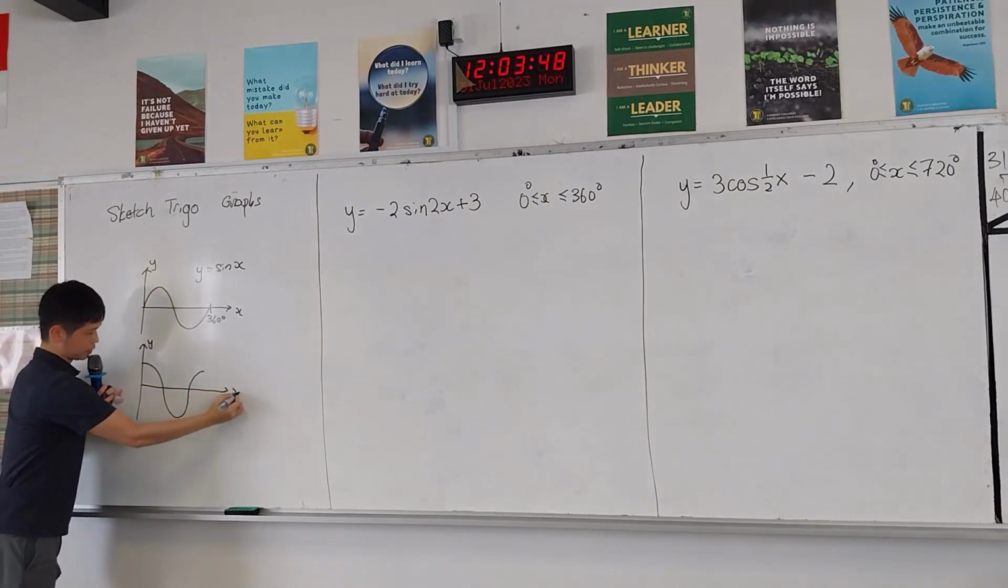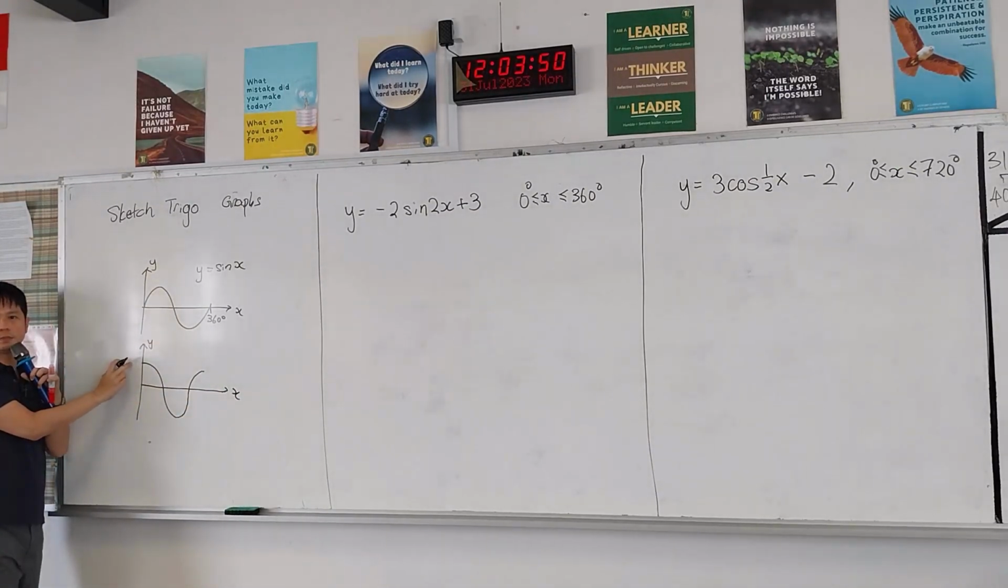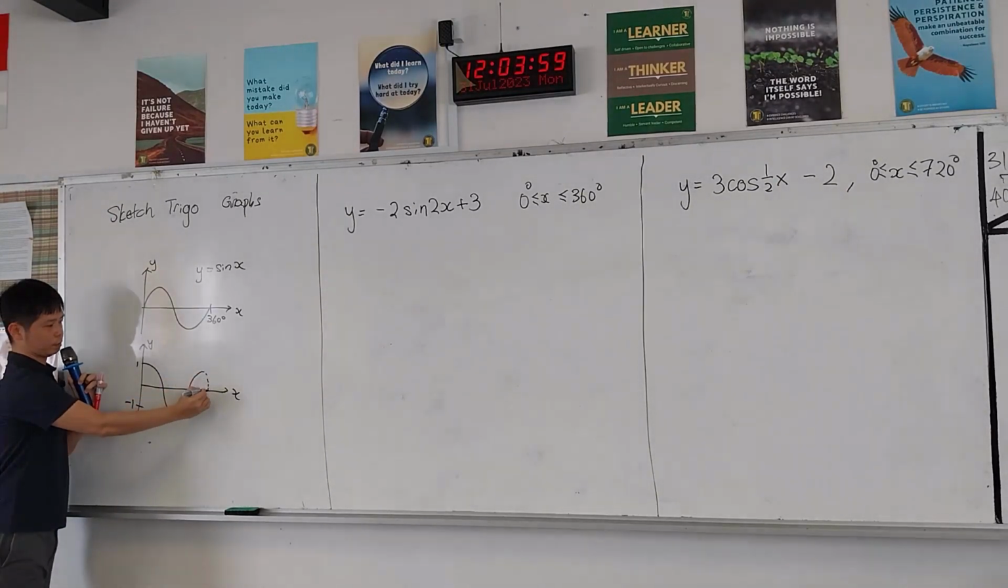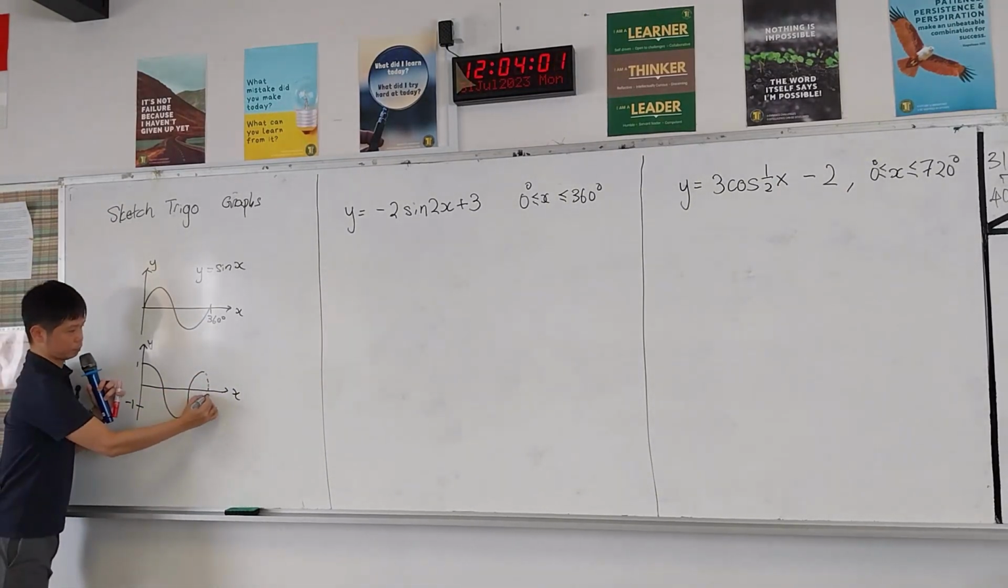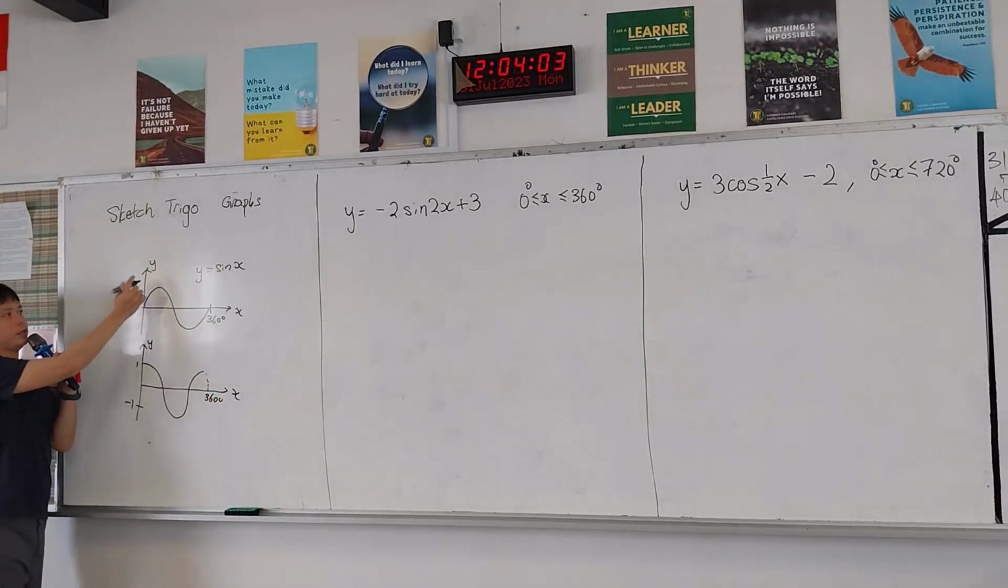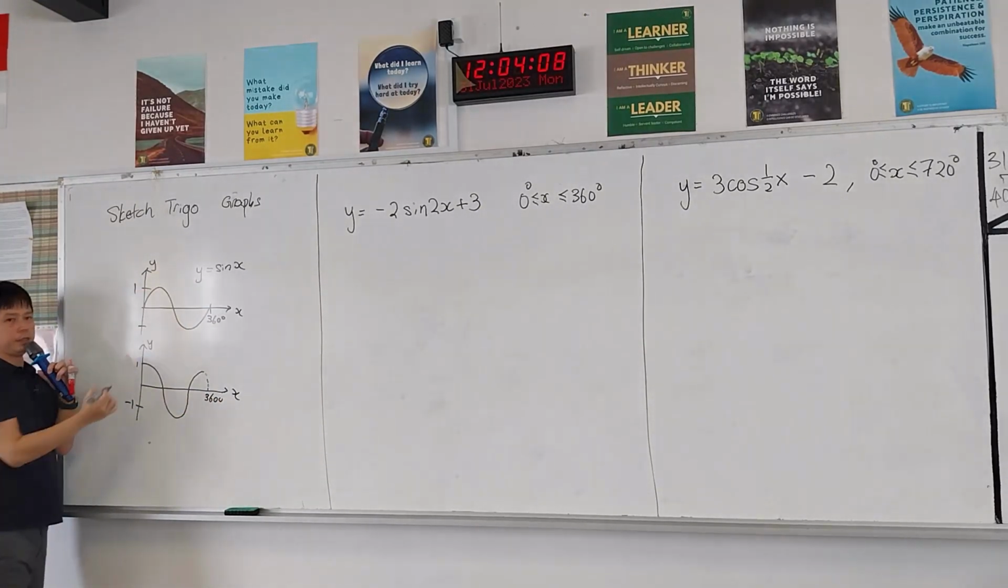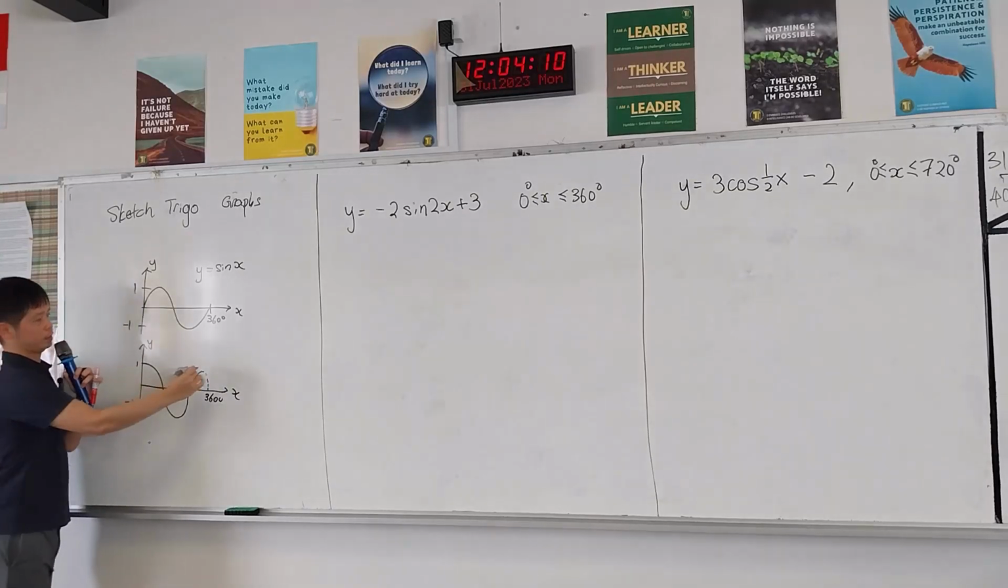So this is y, this is x. Now what number is this? For your cosine x, 1. And what number is at the bottom? Negative 1. What number is here? 360. What number is here for your sine x? 1. And the minimum? Negative 1.